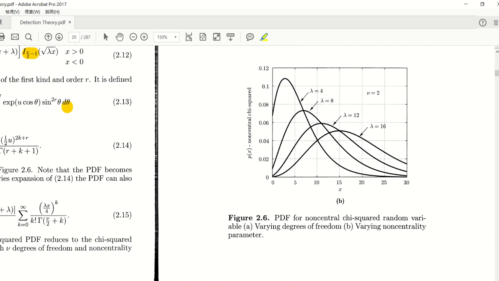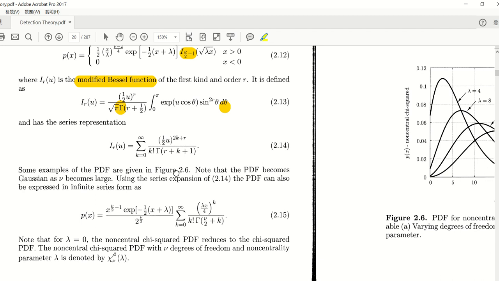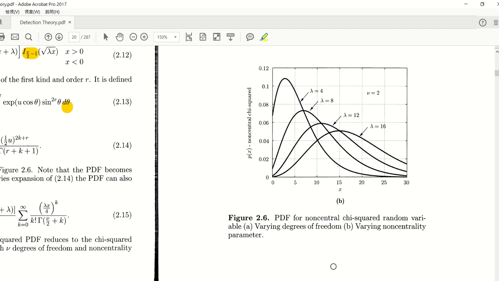Okay. And we have mentioned 2.6. Now we take a look at 2.6. This 2.6 has V equal to 2, and then lambda equal to 4 is something like this. Lambda equal to 8 is something like this. Lambda equal to 12 is something like this. So on and so forth. It just keeps moving on. And then, of course, it's understandable, if you have more and more random variables, it's more spread out. It's more spread out because of the larger variance.